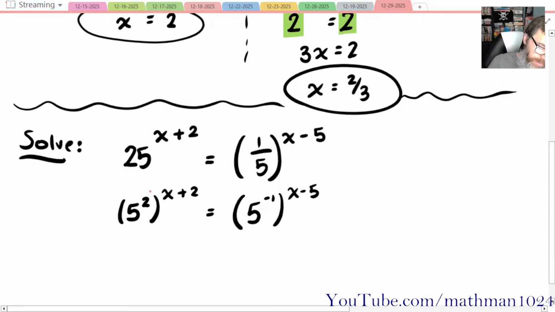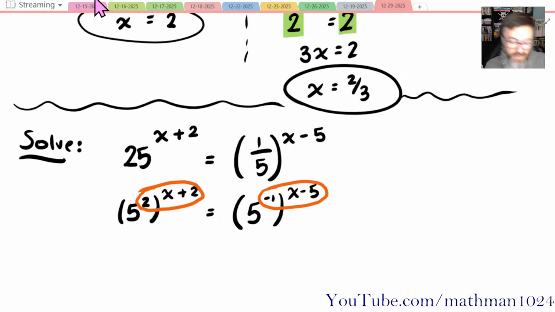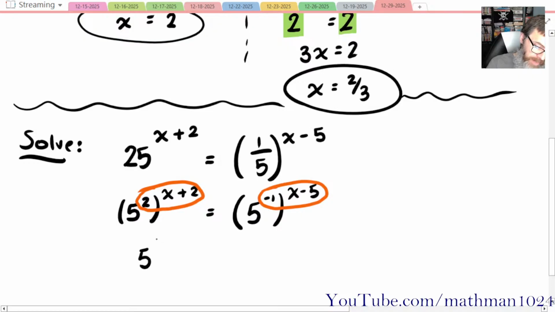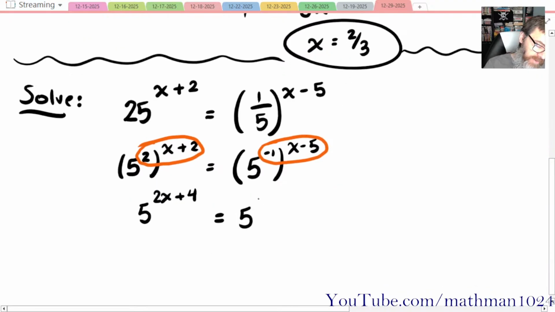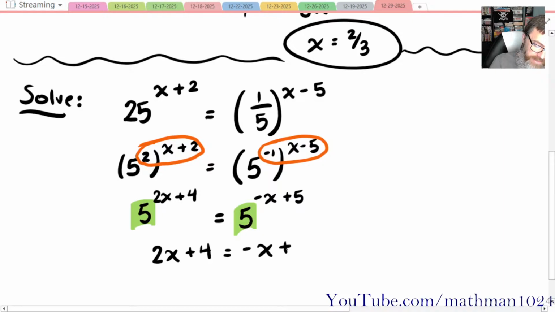Again, we have a power to a power, so we're going to multiply these guys together. And we have this product that we need to take care of on both sides of the equation. Please make sure that you distribute correctly. So 2 times x is 2x, 2 times 2 is 4, so we have 5 to the 2x plus 4. And then on the right side we have 5 raised to the negative x plus 5. All right, and now, since you have the same base on both sides, we take their powers and we set them equal to each other. So 2x plus 4 equals negative x plus 5.